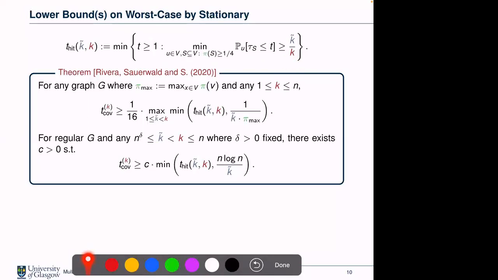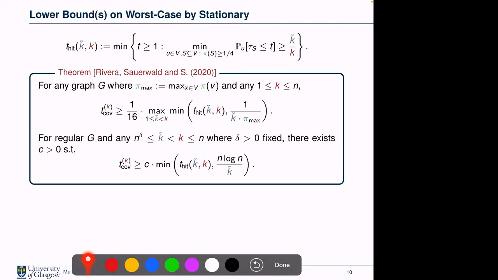And similarly to the last quantity, if you run k independent random walks for this amount of time, then you would expect that k tilde of them have hit any fixed set of stationary probability greater than a quarter, from any start vertex.